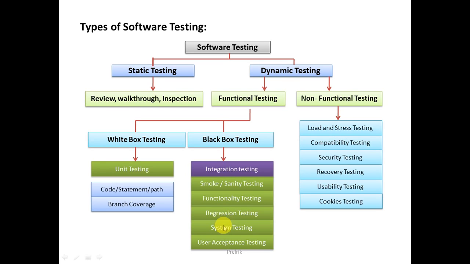And now system testing. Testing the whole system, whole and soul, will be called system testing. And UAT is checking the system from an end user's point of view, which will be covered as part of UAT.